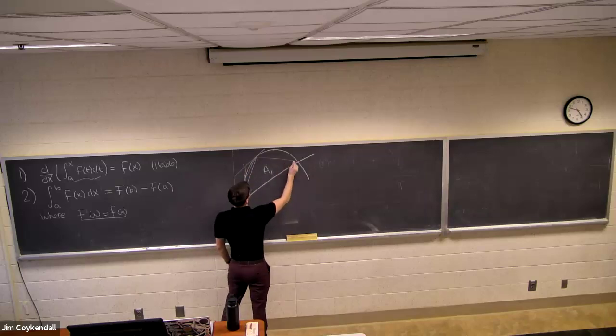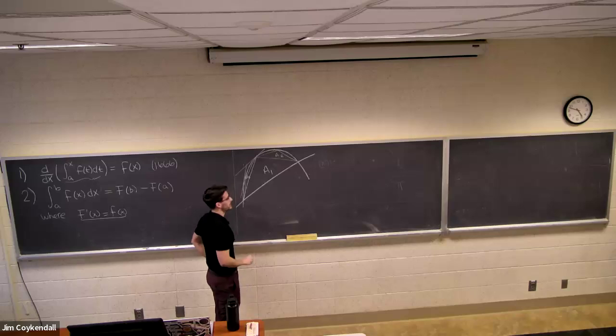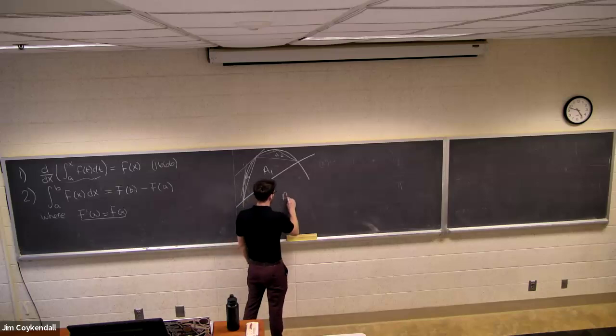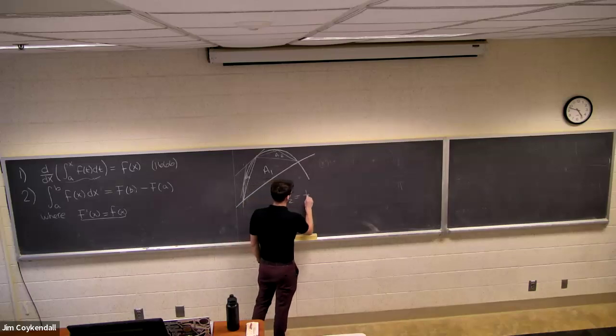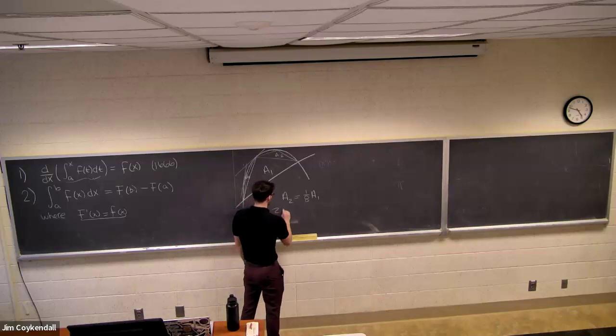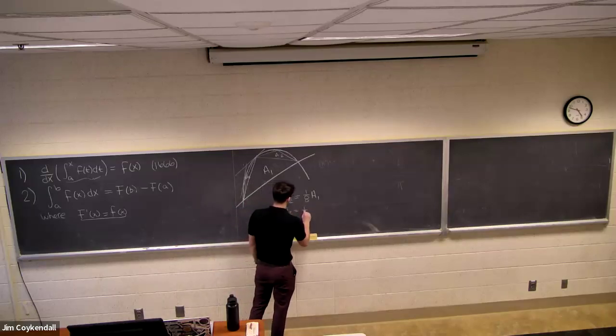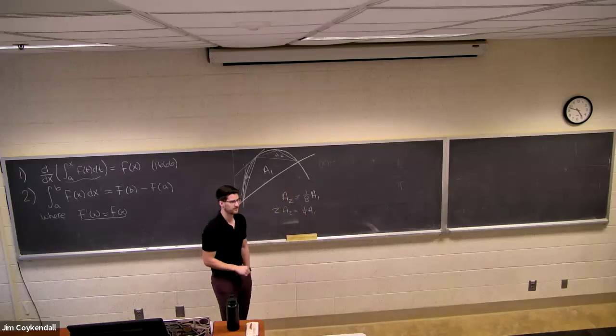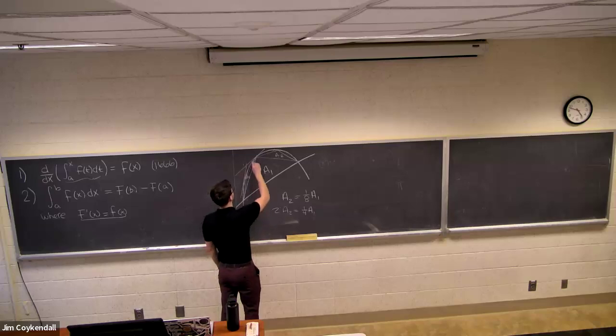I'm not going to draw all the tangent lines. It's going to get really gross. A2, A2. And here's the part that I'm not going to explain because there's no time. A2, he was able to show, was 1/8 A1. We have two of them, right? Do it again, right? We have 4 now.